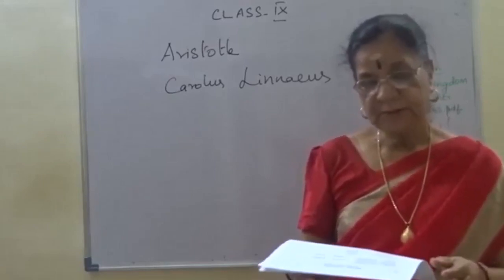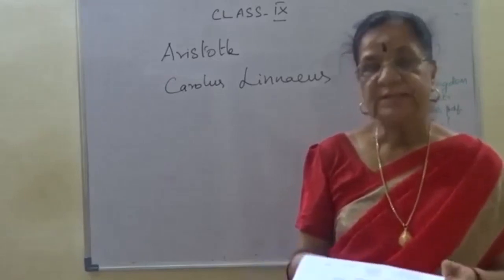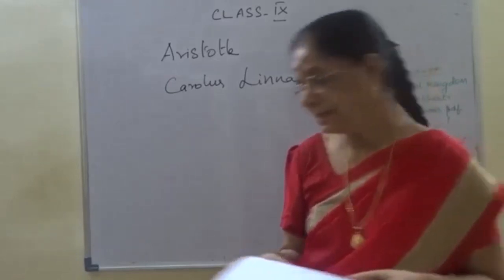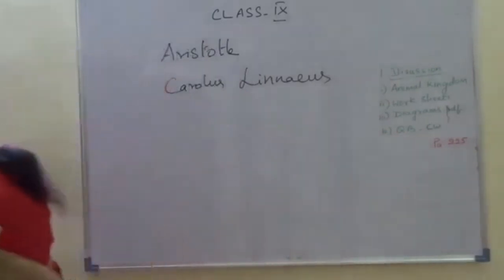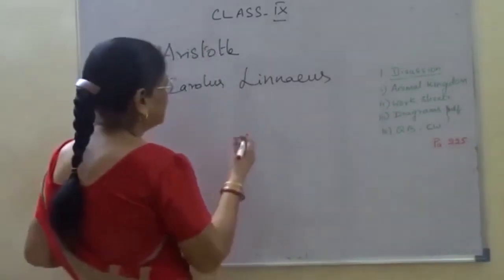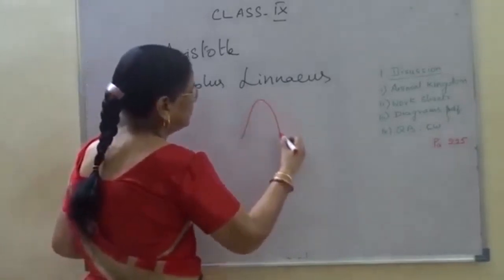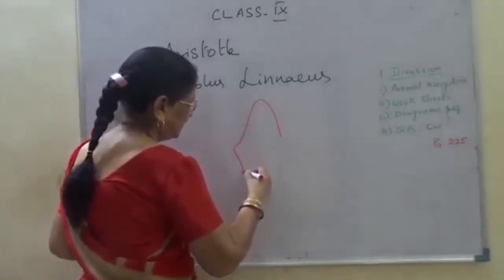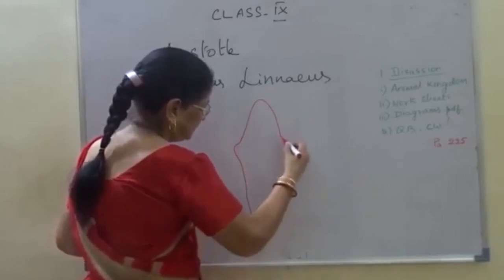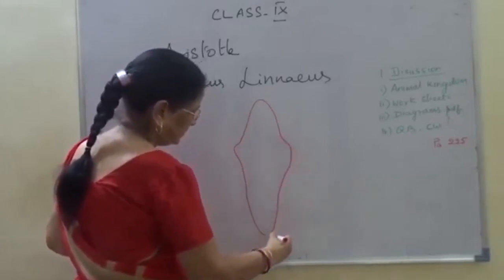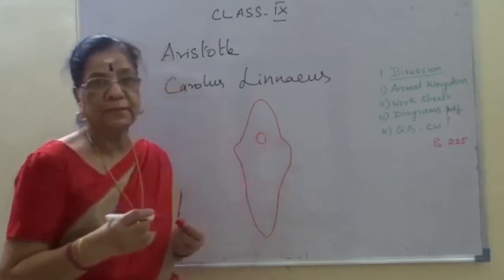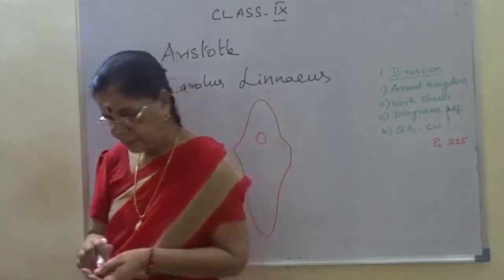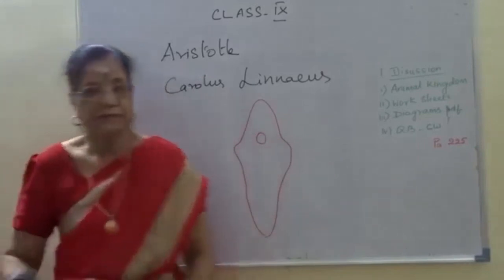Then you will draw the diagram of liver fluke, ascaris, male and female. Liver fluke, you will draw. First draw a triangle shape, then make the triangle, and draw a big circle here, and leave a good diagram. I hope you understand what you have to do.